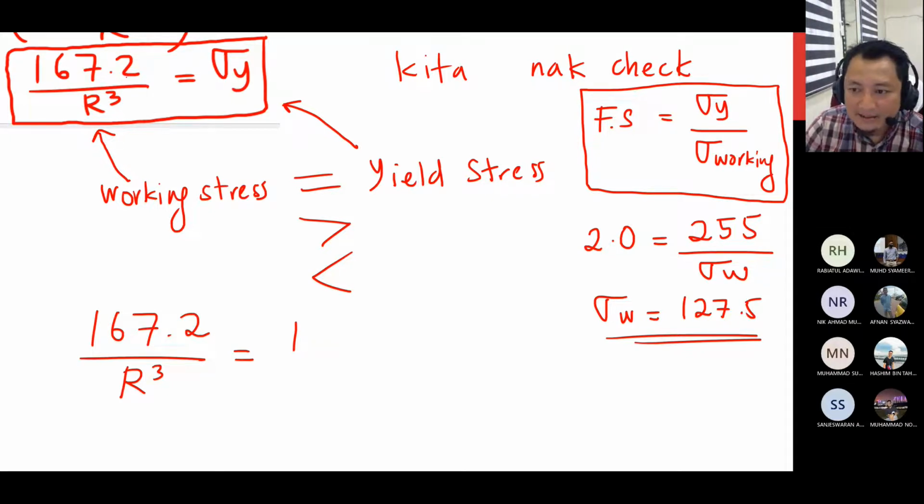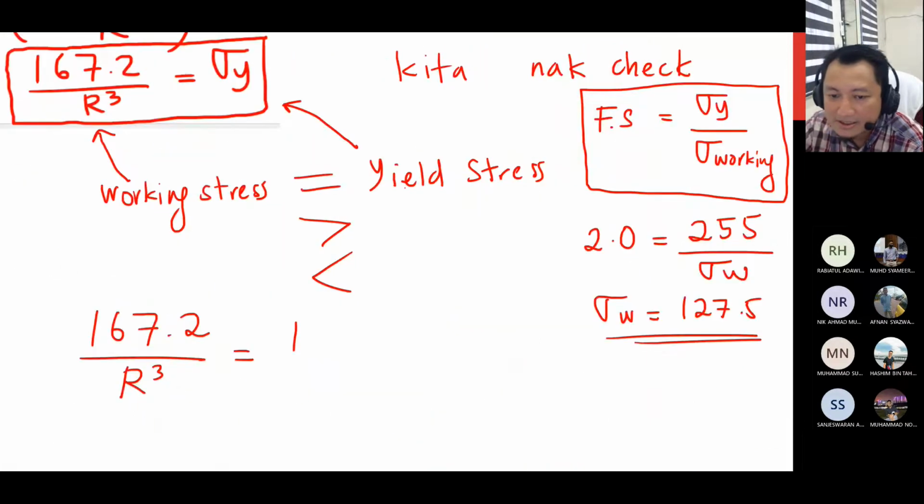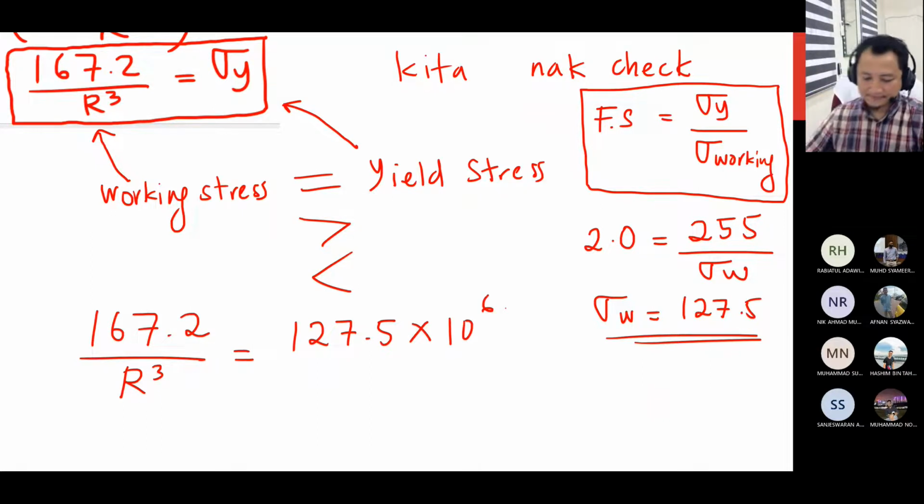167.2 ni megapascal lah kan? Betul tak? Jangan salah. Ke tak, Newton meter. Megapascal ke pascal ni? It's something lost in translation. Tak ada apa pun kan? Newton meter lah. It's just value. Dia tak ada apa. So ini 127.5 megapascal lah. Darab 10 kuasa 6.